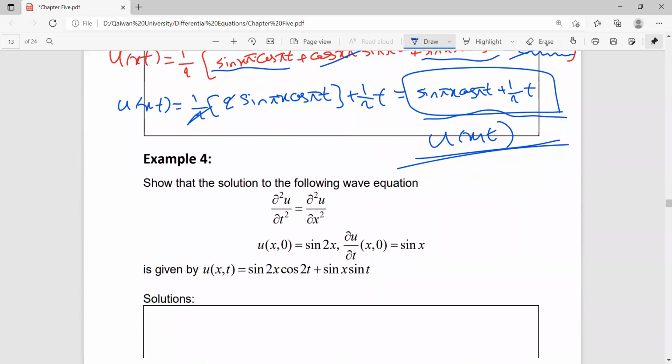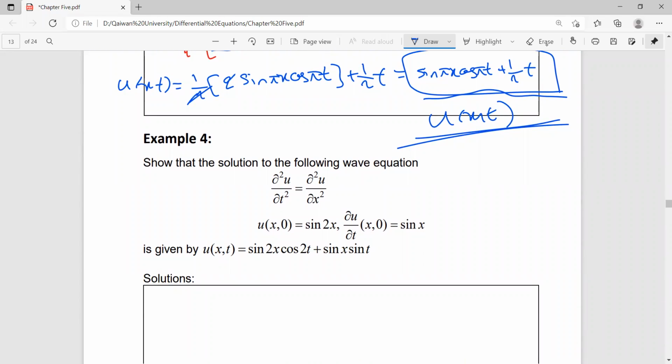Now we have another example where we should show that the solution for this partial differential equation equals sine 2x cosine 2t plus sine x sine t. We should find the solution, and then we must get the same result as it's given.